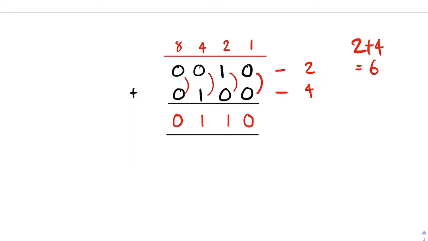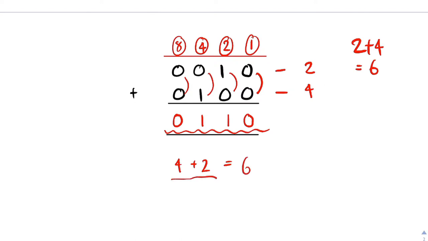If I now want to work out what the value of this result is, I can look at that and say, well, I've got nothing in my 8s. I've got something in my 4s, so I'll do a 4. I've got a 1 in my 2, so add a 2. I've got nothing in my 1s column. So I just need 4 plus 2 is 6. So indeed, this answer here, that is 6.